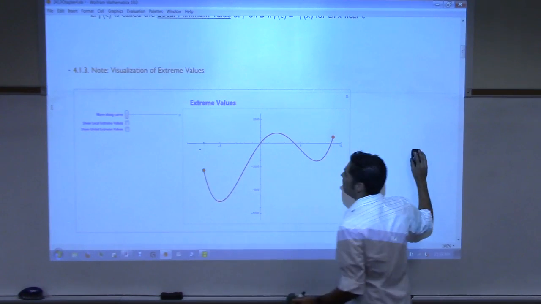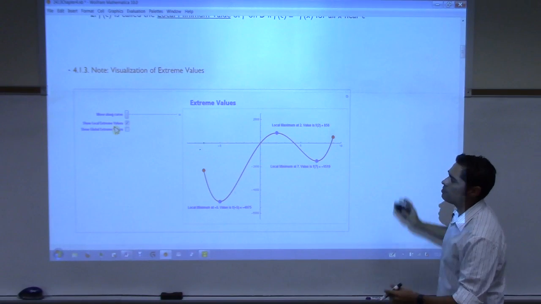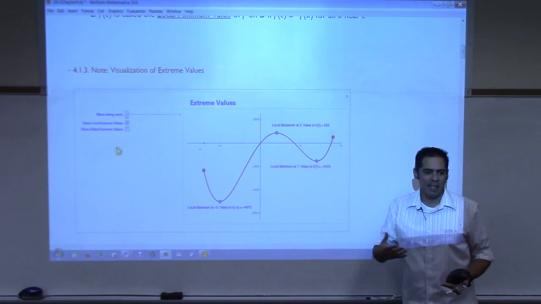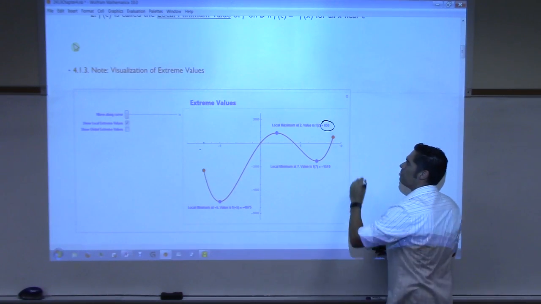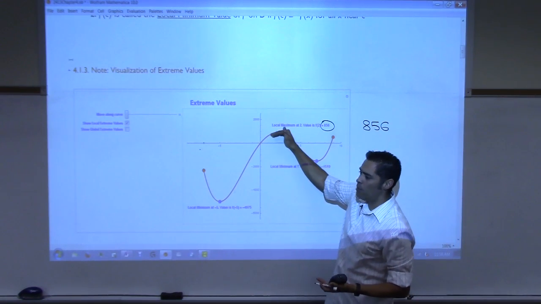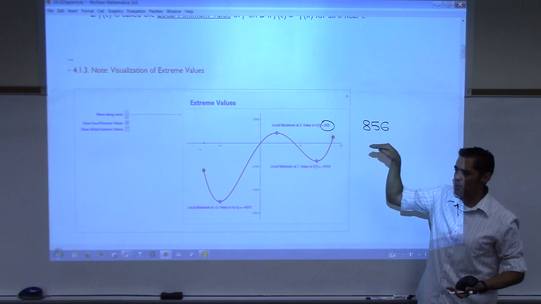So we can label these, okay? So here are local extreme values. Local maximum here. Now, when we say it's a local maximum, what we're most interested in is the actual value of the function. That's 856. That's telling you how high up that point is. 856 is locally the highest point.